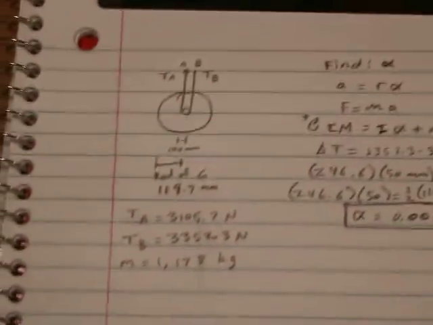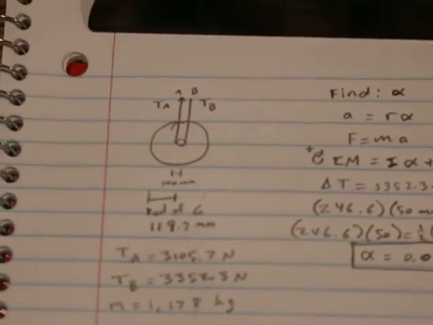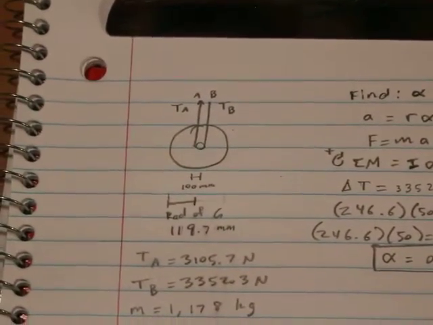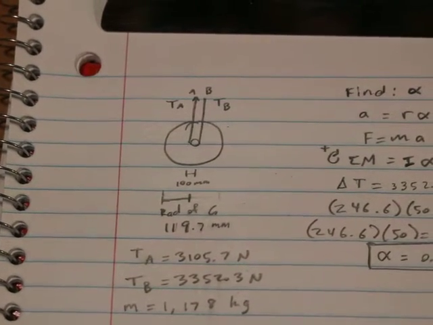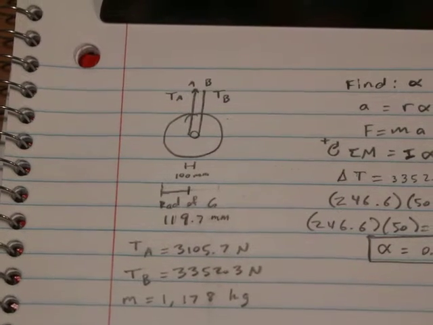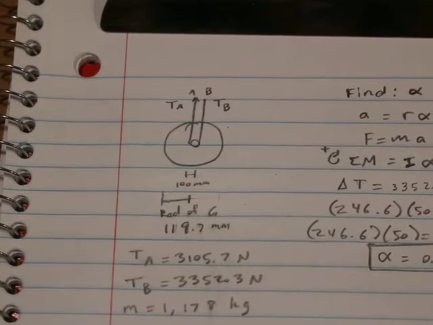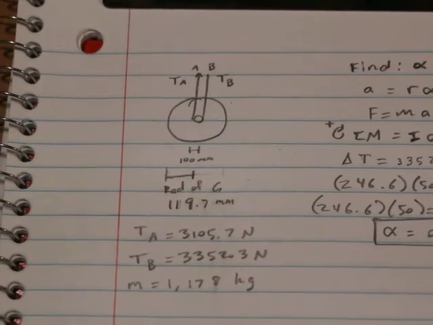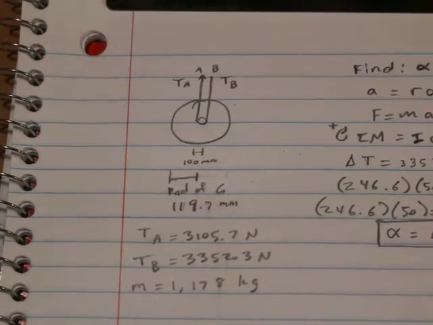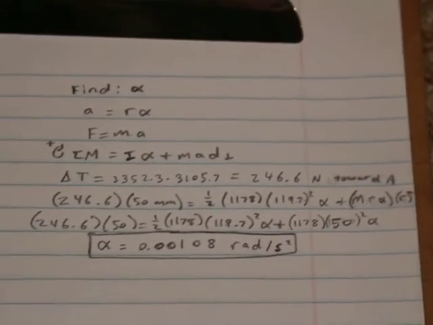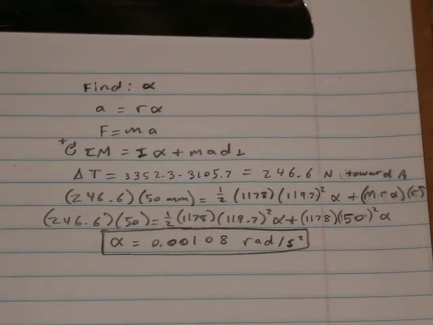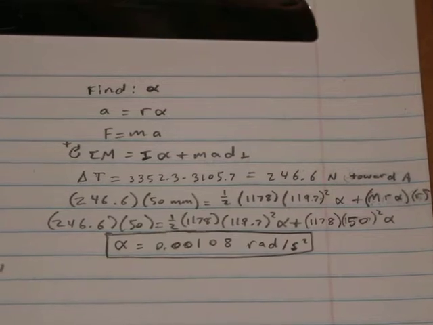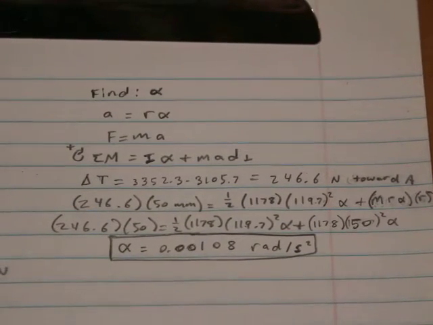So first off, we'll do our free body diagram. We've got our tensions A and B on the sides, and the diameter of that bar is 100 millimeters, and the radius of gyration is 119.7 millimeters. We have our tension of A and tension of B and our mass. So first off, we want to find our angular acceleration. We write out our equations: acceleration equals radius times angular acceleration, and force equals mass times acceleration.